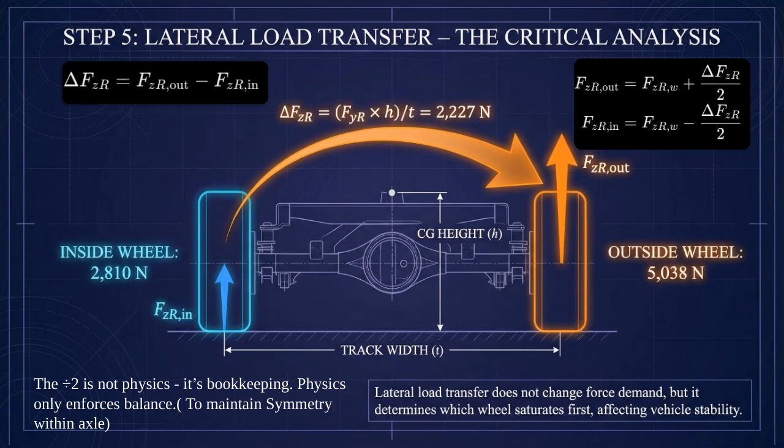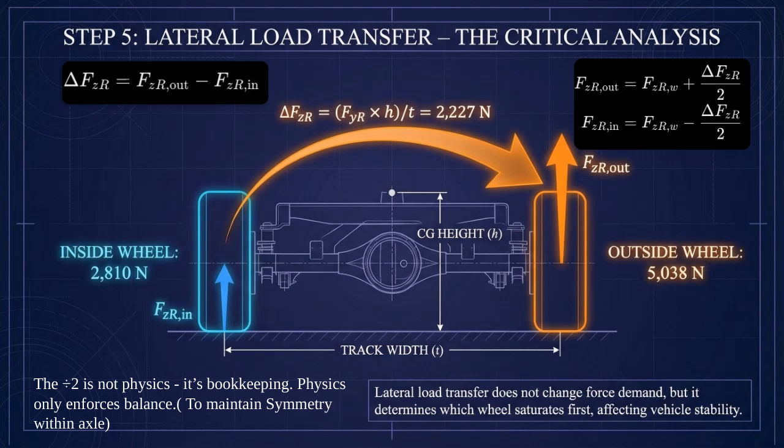The total rear axle load does not change, but how it is shared between the two wheels changes dramatically. This step is critical because tires generate force individually, not as an axle. Once load shifts, the outside tire gains grip while the inside tire loses grip, directly affecting stability and cornering limits.